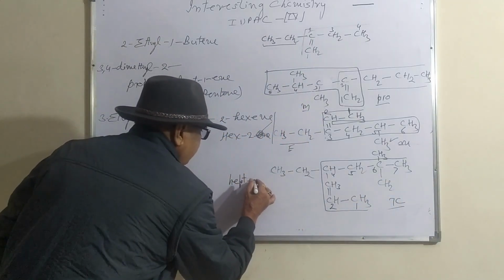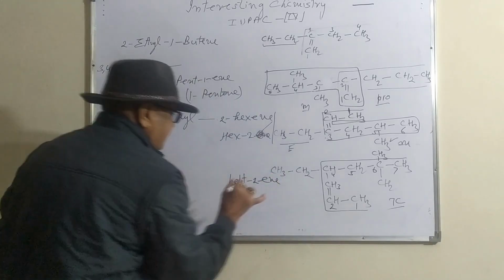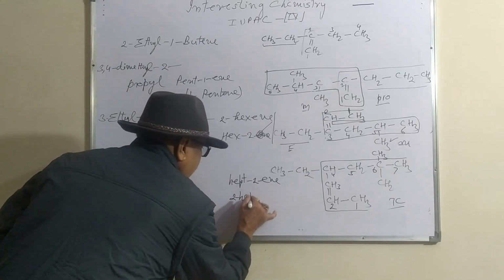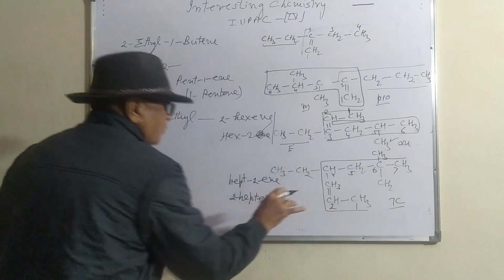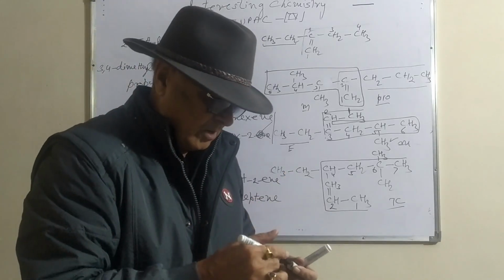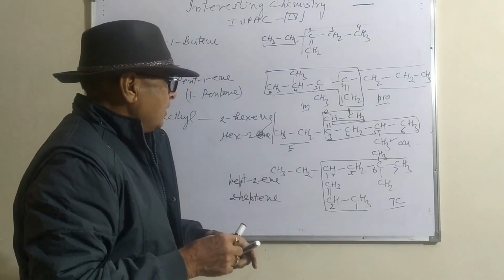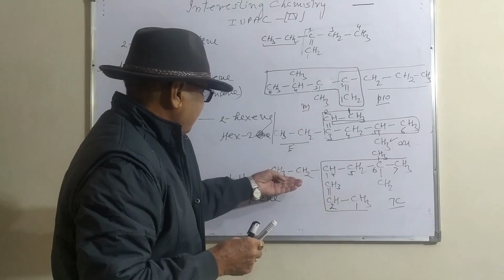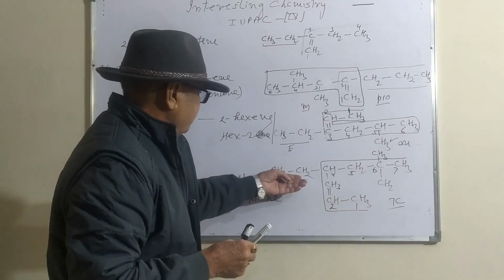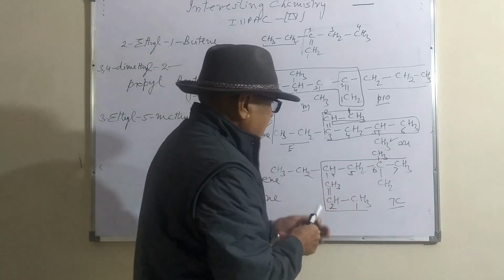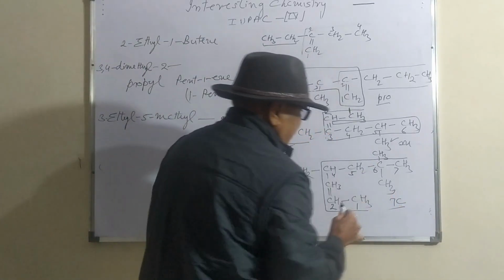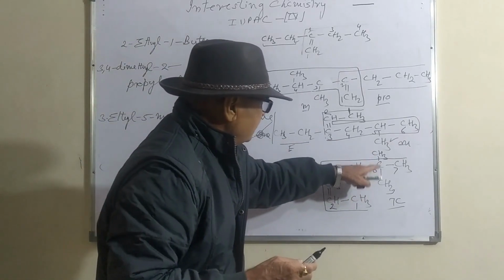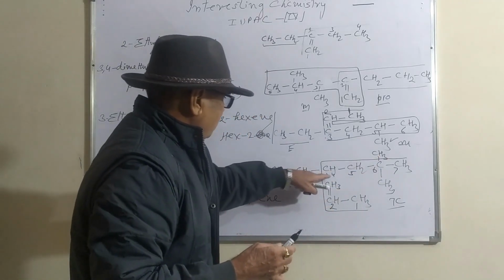So it is hept-2-ene or 2-heptene. It is 2-heptene. So the parent name of the parent compound is 2-heptene. Now how many substituent groups are there? One is ethyl and the others are methyl. So here 2 methyl groups, so here 6-dimethyl and 4-ethyl.